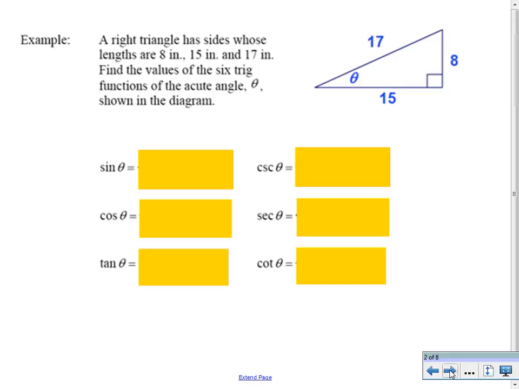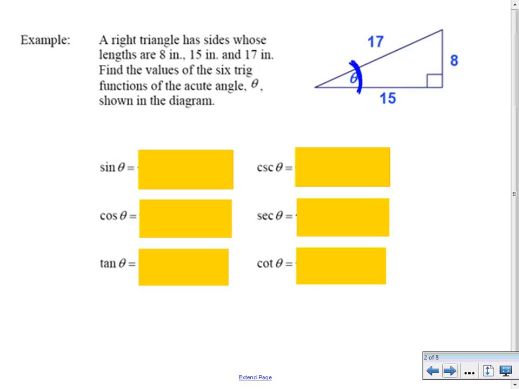So let's get right to it. Here's an example right triangle. Again, this is all for right triangles with 90 degrees in them. You have lengths 8, 15, and 17, and you want to find the six trig functions of the angle. The angle that we're referring to, of course, is down here. We're not going to find what that angle measurement is, so we're not talking radians or degrees. The answer to all six of these questions is going to be a ratio. Really important to remember.